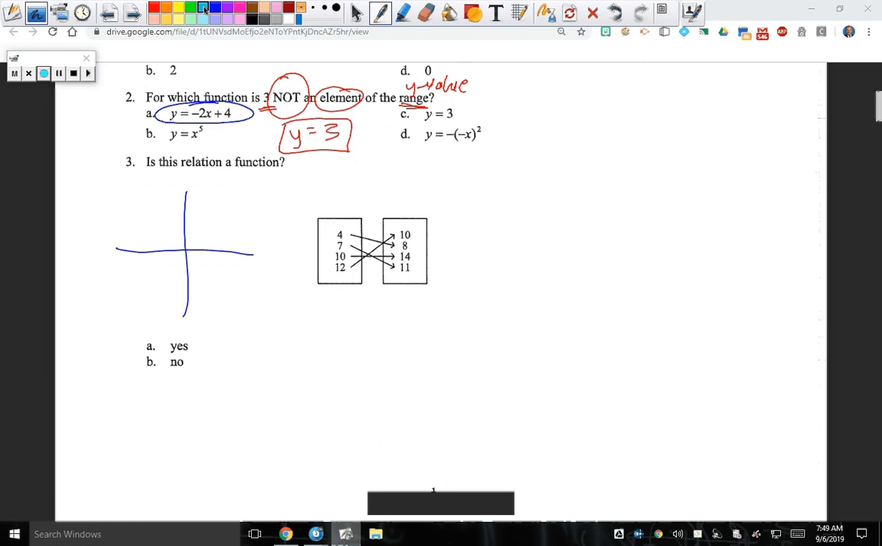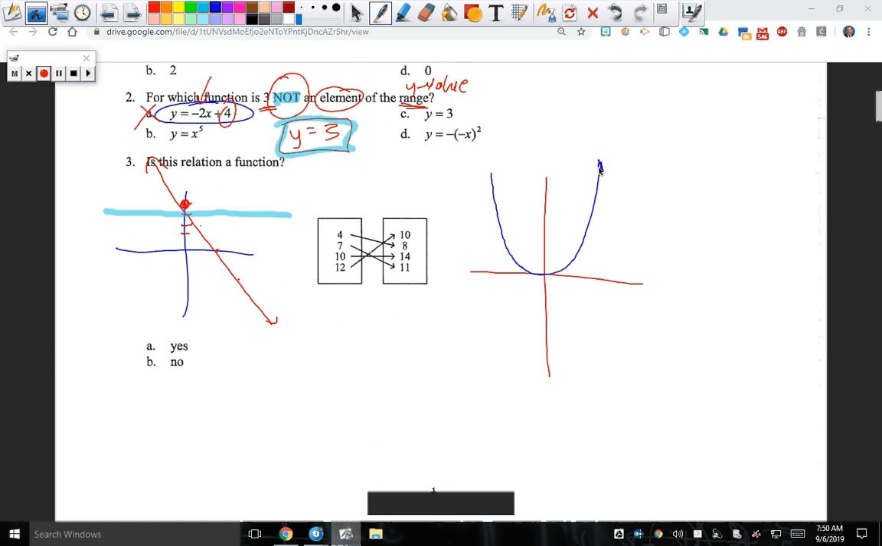The y-intercept, of course, is 4, so we would start at 2, 3, 4, and the slope is negative 2, so it's down 2 over 1, down 2 over 1, down 2 over 1. So it looks something like this. Now we want to know when 3 is not an element of the range. Well, obviously 3 is an element of the range because y equals 3 touches the graph. So it's not A.